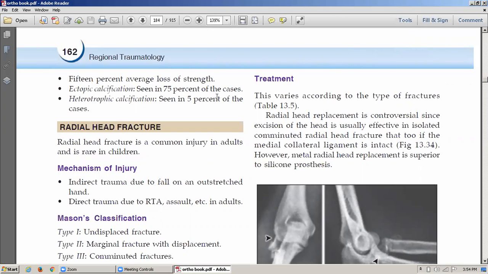So next is the radial head fracture. Radial head fracture is a common injury in adults and is rare in children. The mechanism of injury is indirect trauma due to a fall on an outstretched hand, and direct trauma due to RTA and assault etc. in adults.